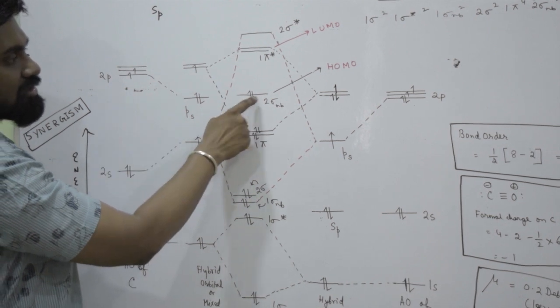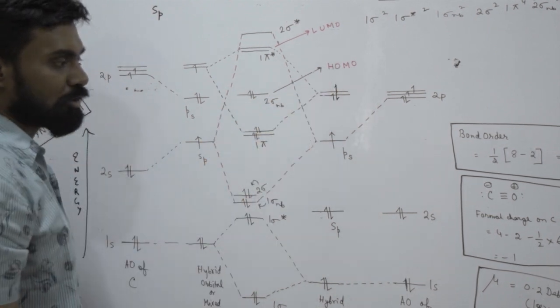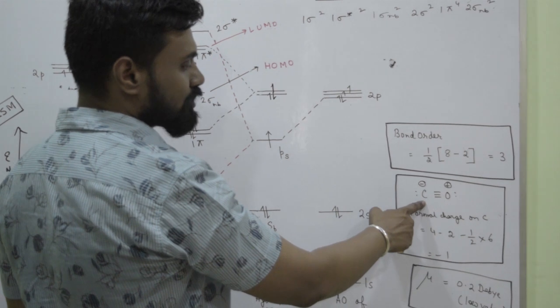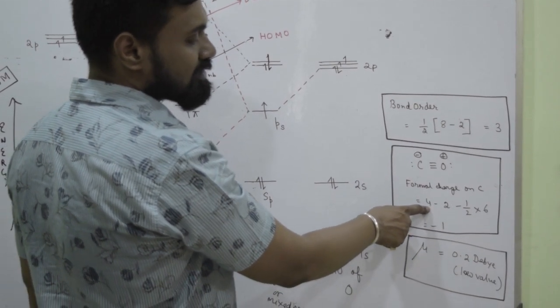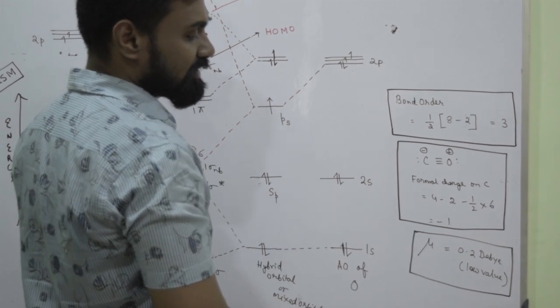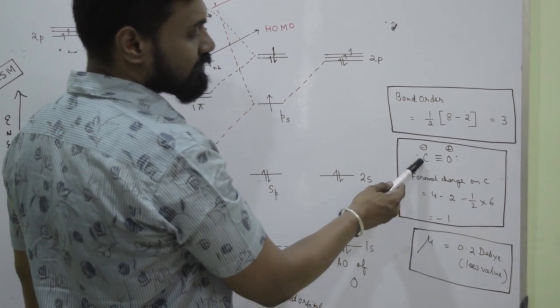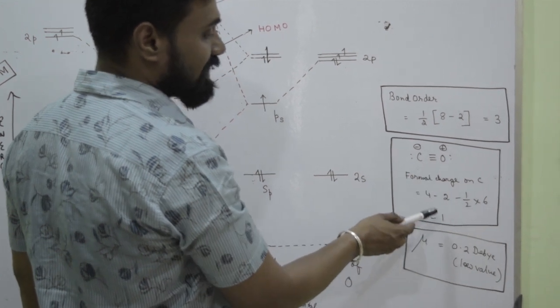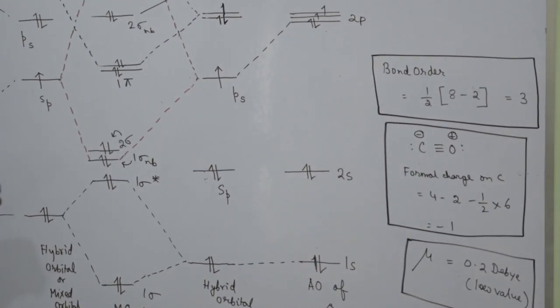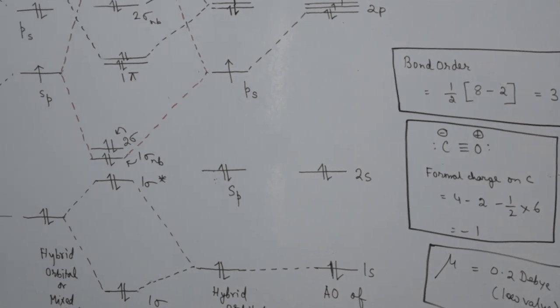Okay, so this is called the HOMO, highest occupied molecular orbital. In the formal charge calculation also, you can see the carbon has a negative charge. This is the formal charge, that is, number of valence electrons of carbon, that is 4, minus number of electrons on the lone pair of carbon, that is 2, minus half into 6, that is minus 1. So actually the HOMO is localized on carbon.